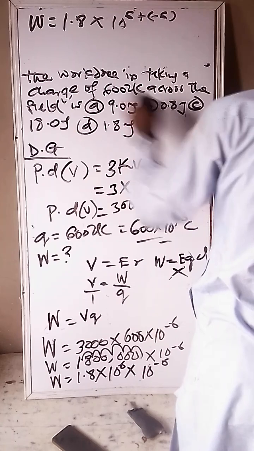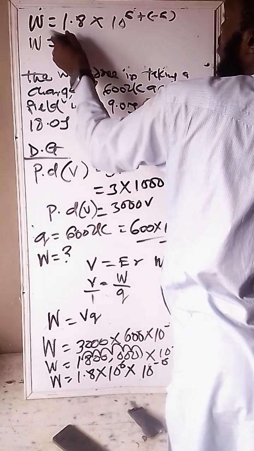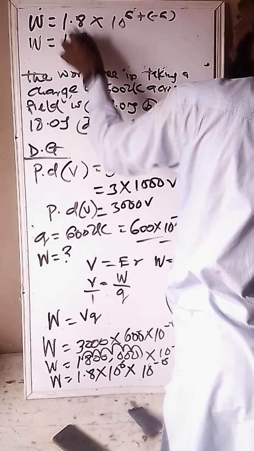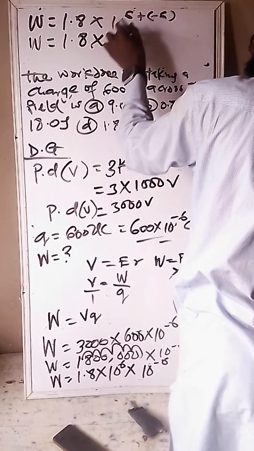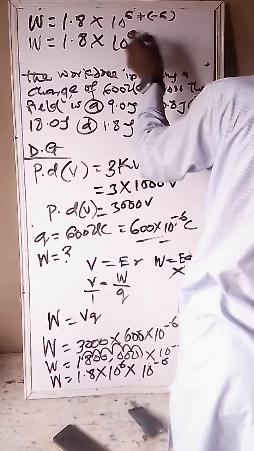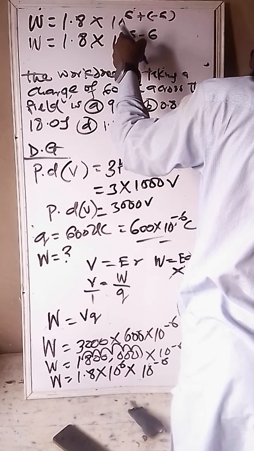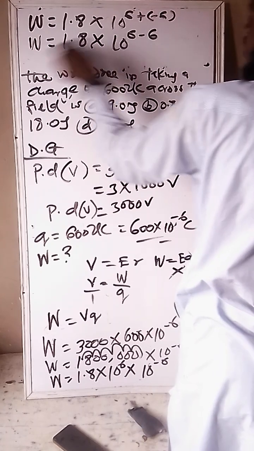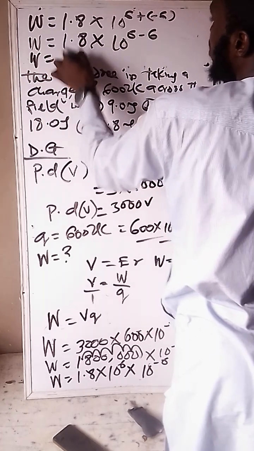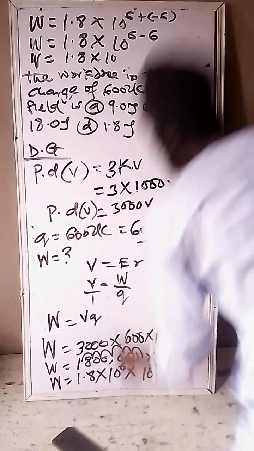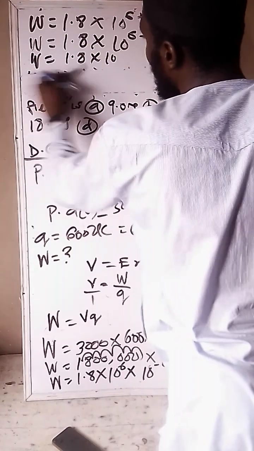Minus 6 here. It will now be W, which is work done, equals 1.8 times 10 raised to power. What do we have here? 6. Plus times minus will be minus. Then we have 6 here. Plus 6, this is plus 6. Plus 6 minus this, we get 0. W will now be 1.8 times 10 raised to power what? 10 raised to power. Let me clean this one as well.